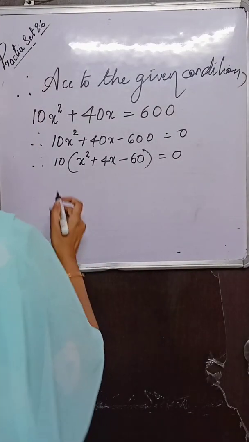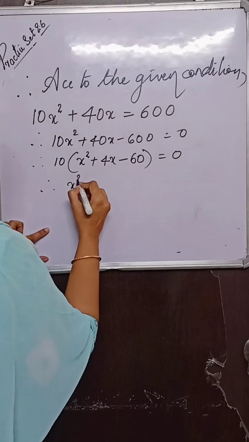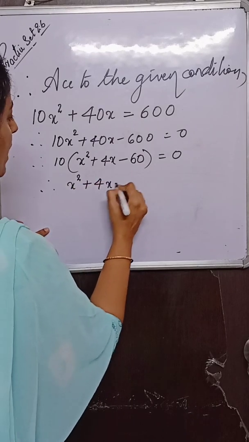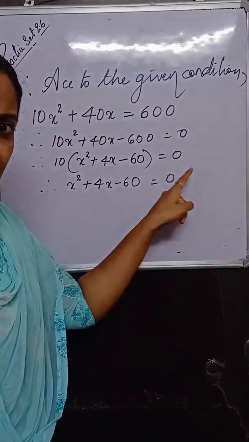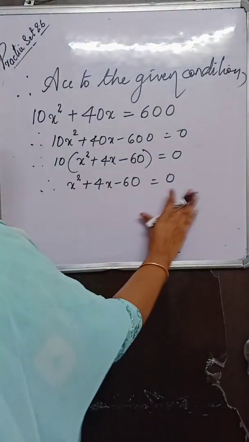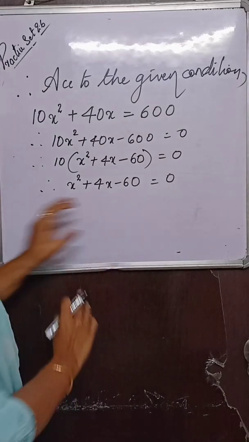Fine. So therefore x square plus 4x minus 60 equal to 0. 10 will go to the other side. 0 upon 10 is 0 only. Now you work on this equation, factorize it.